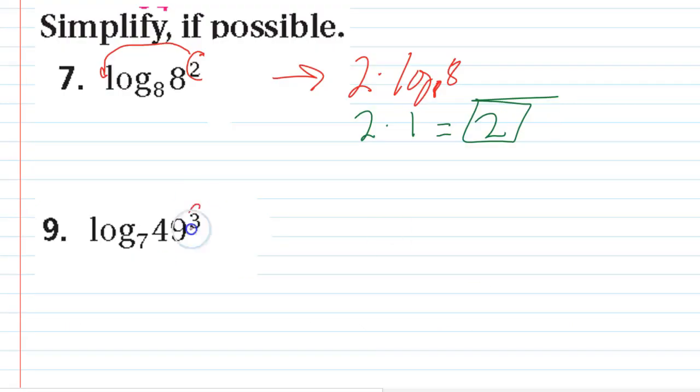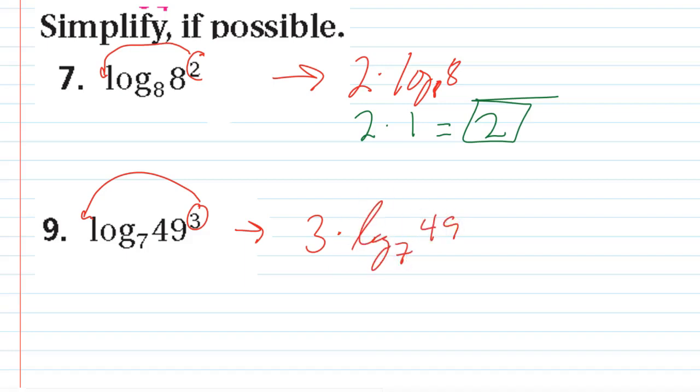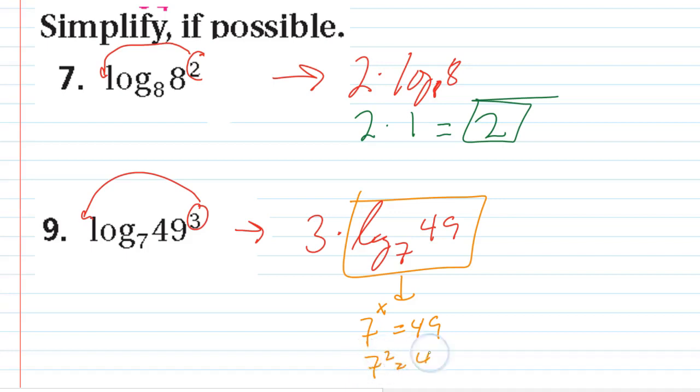I have a 3 as an exponent. I'm going to take that 3 and I'm going to move it down. Now I can rewrite it: 3 times log base 7 of 49. Solve the log. 7 to what power is equal to 49? Well, 7 squared is equal to 49. So we know that log base 7 of 49 is equal to 2. That gives us an answer of 3 times 2, which is equal to 6. 6 is our final answer.